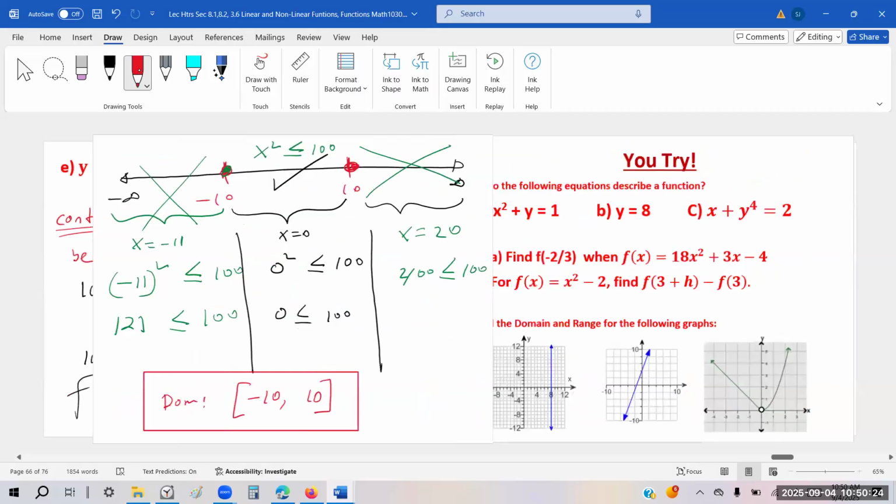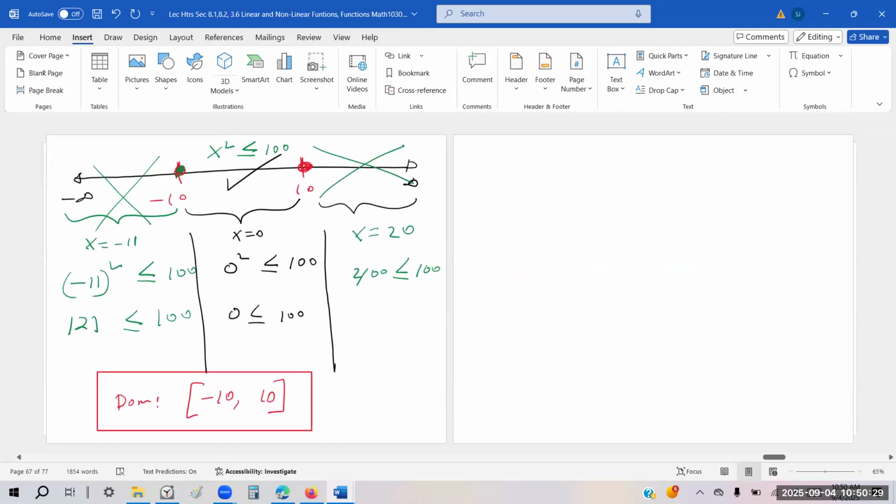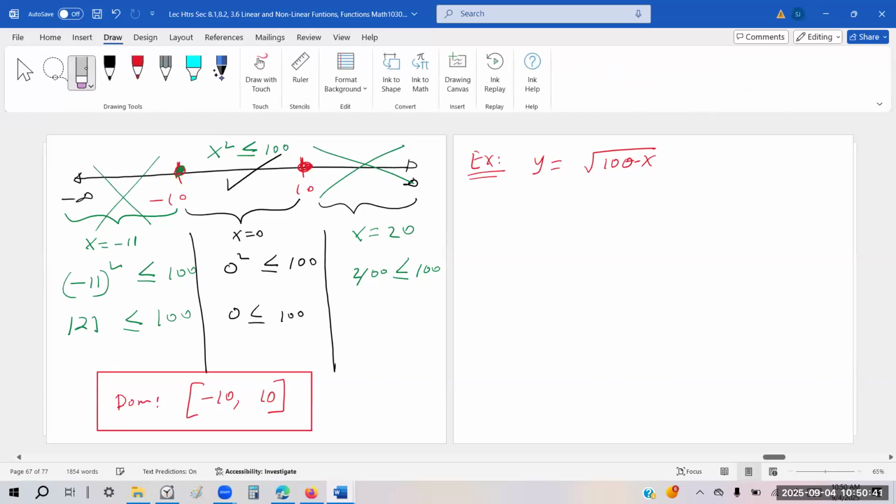For example, let me show you another example. Let's see another function. y equals the square root of 100 minus x. This function doesn't have a square. I mean, x doesn't have a square. It's only 100 minus x. So the function we have inside is this. So we start with the condition. What's the condition for this function?